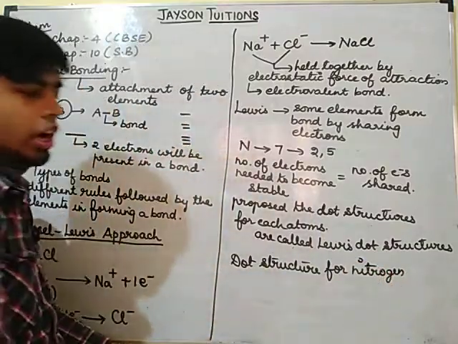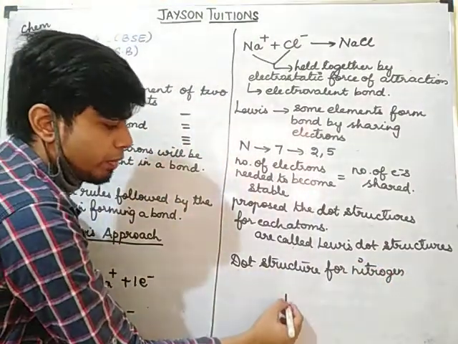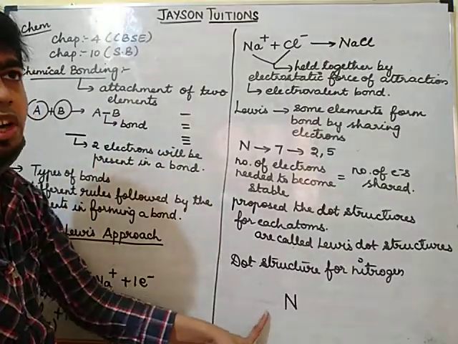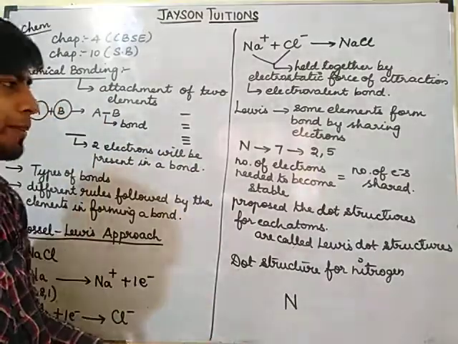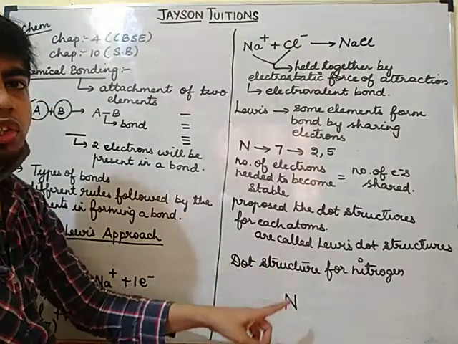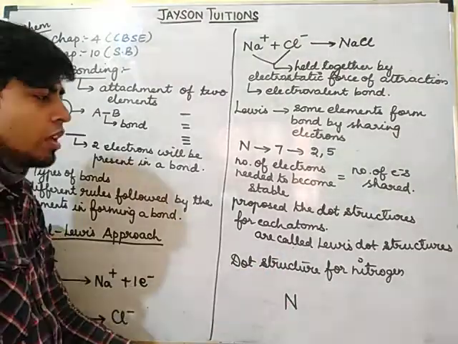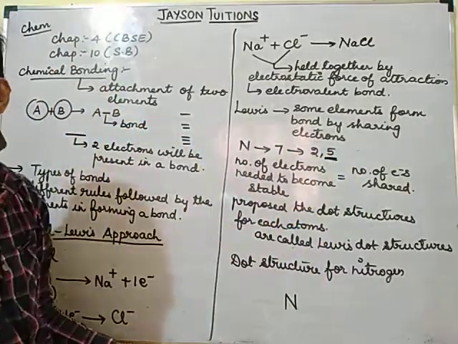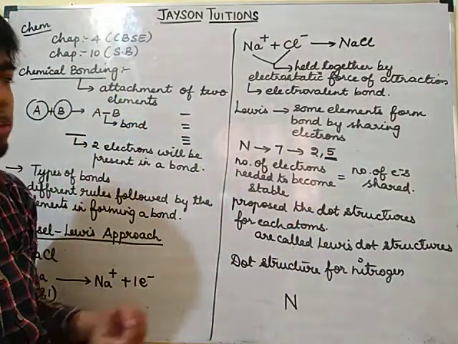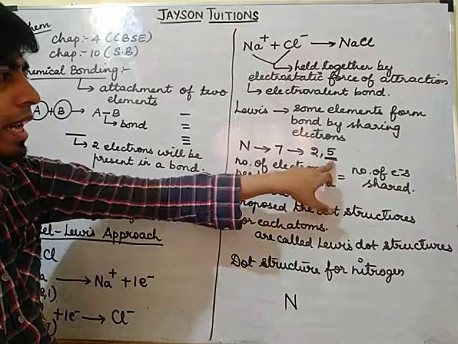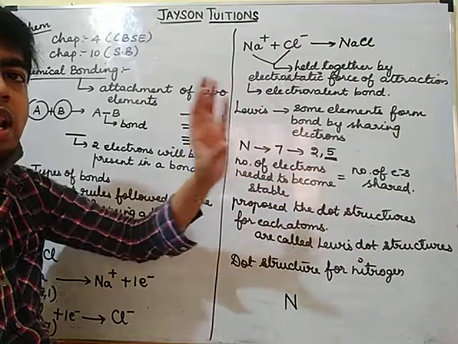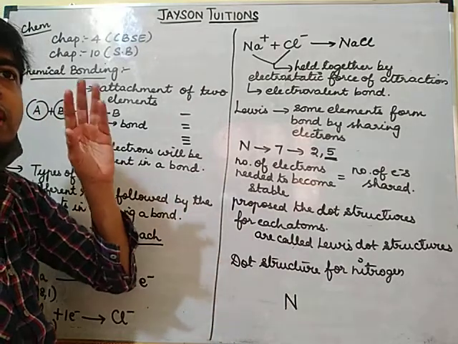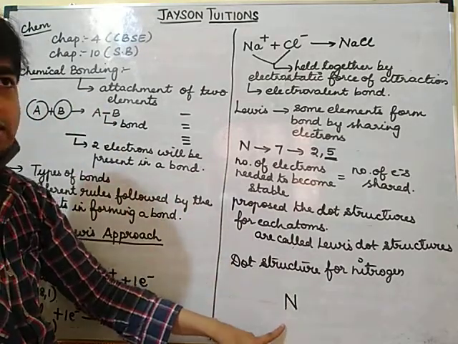So for the dot structure, what you have to do, you must write the symbol of the element and you must keep the dots for the element. So how many dots should you keep? How many electrons are present in the last shell? That many dots we have to keep. In nitrogen, how many electrons are present in the last shell? 5 electrons are present in the last shell. So we should keep 5 dots for nitrogen.